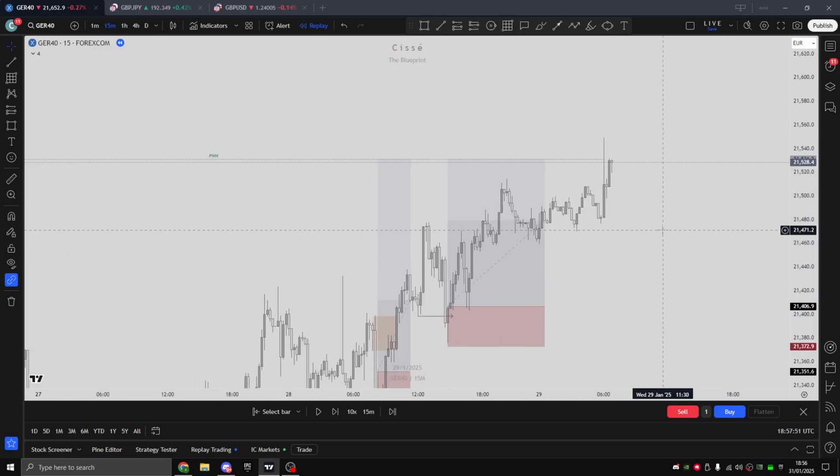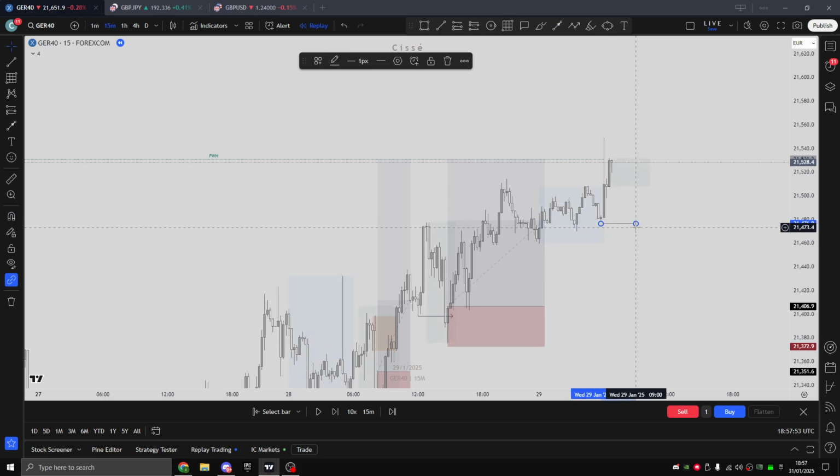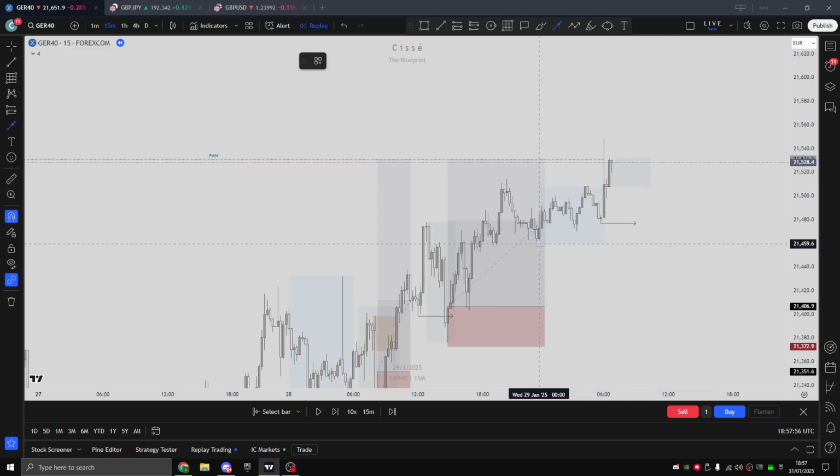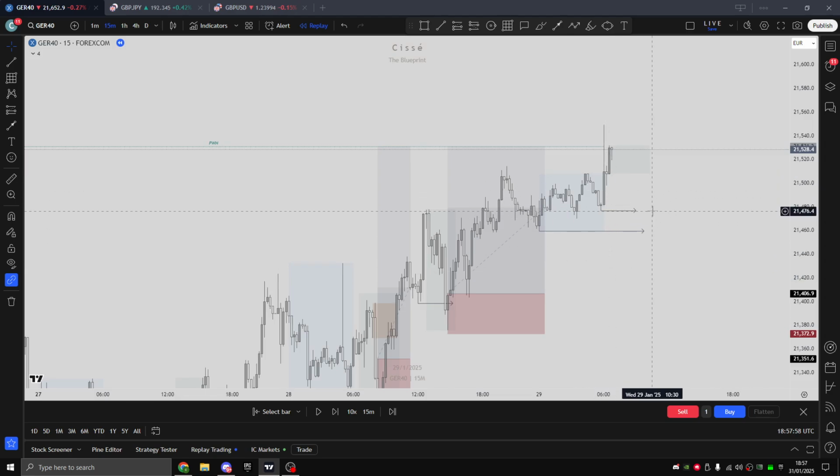So where are my areas of liquidity? We have a low down here. We then have Asia low here as well. So either of these would be nice.